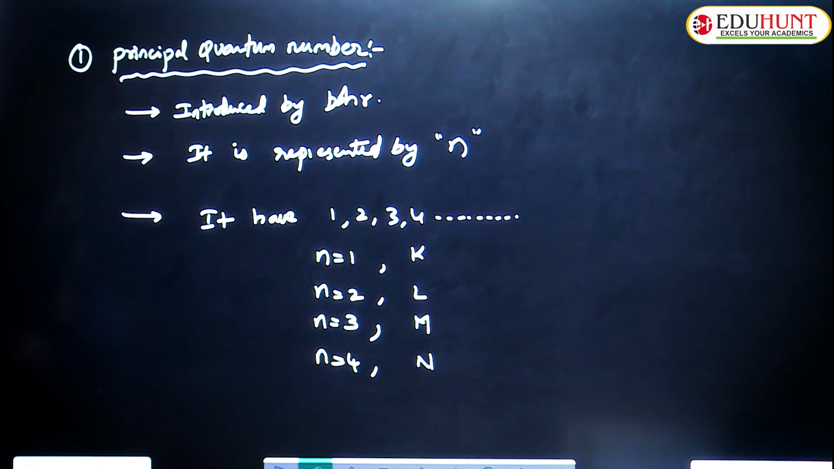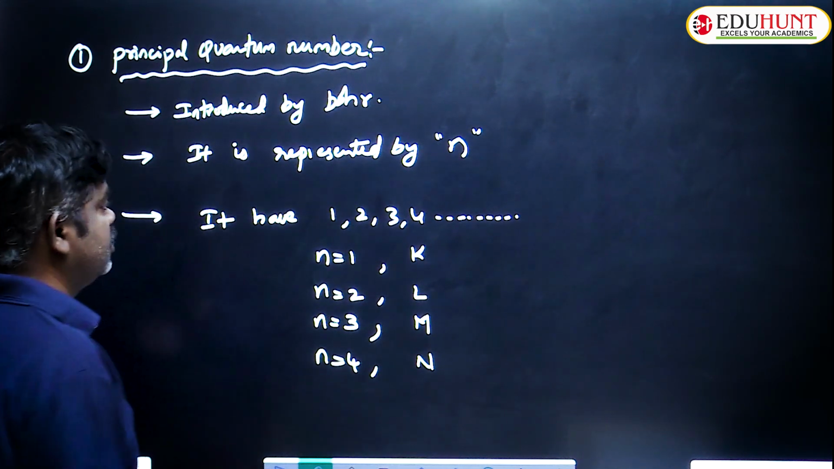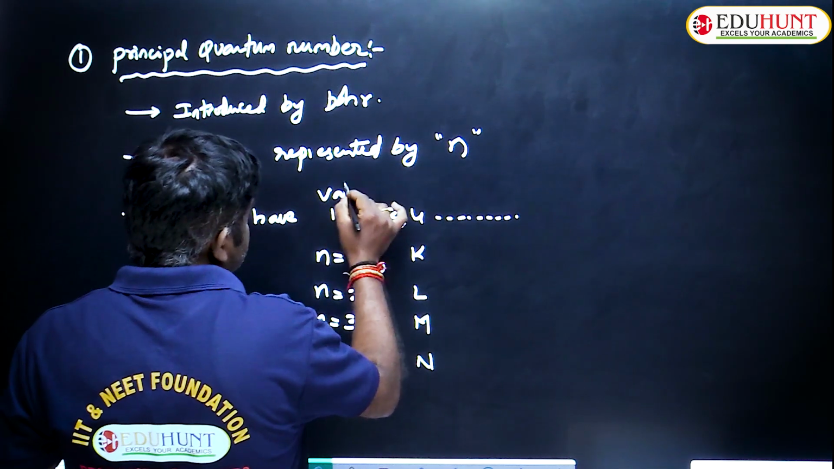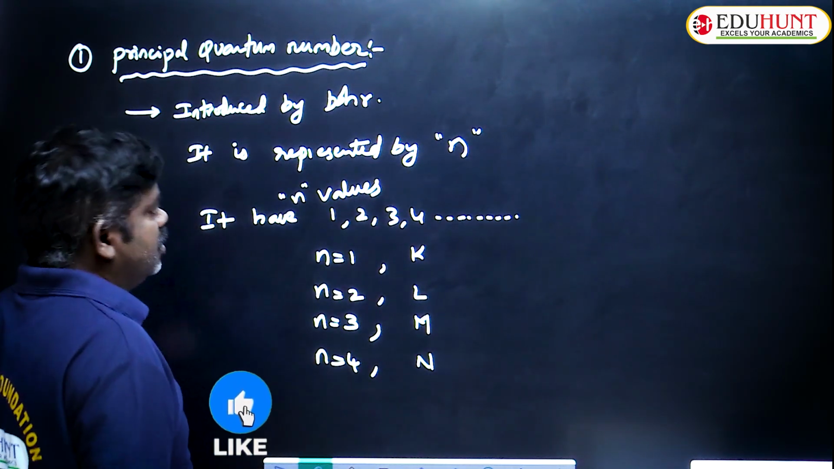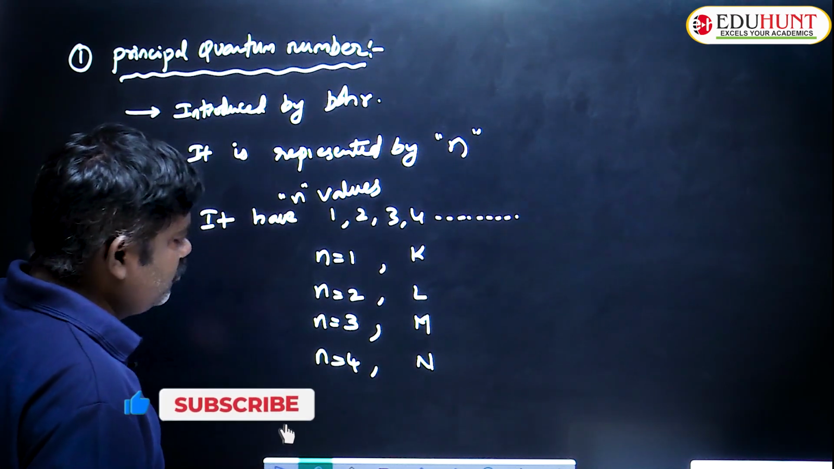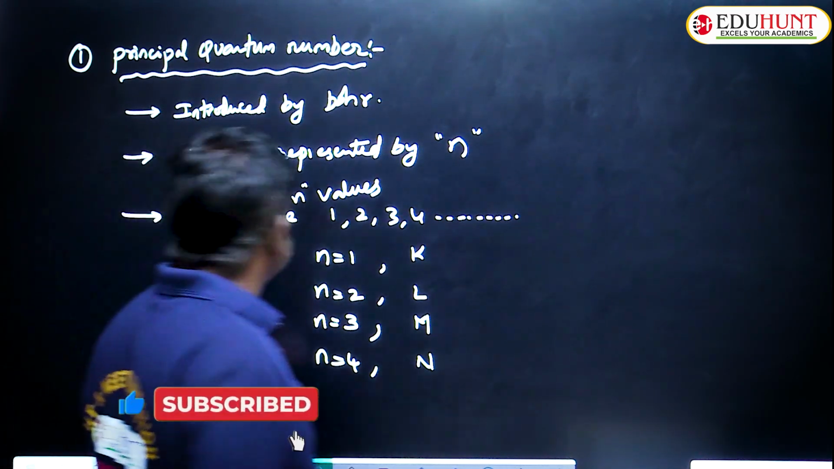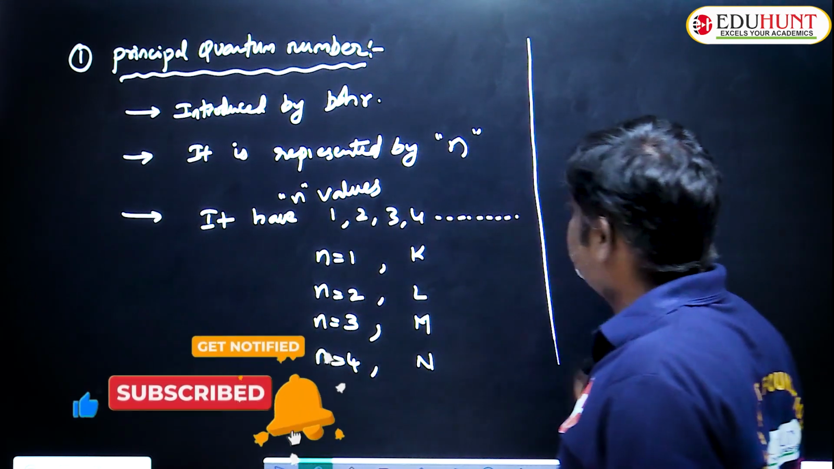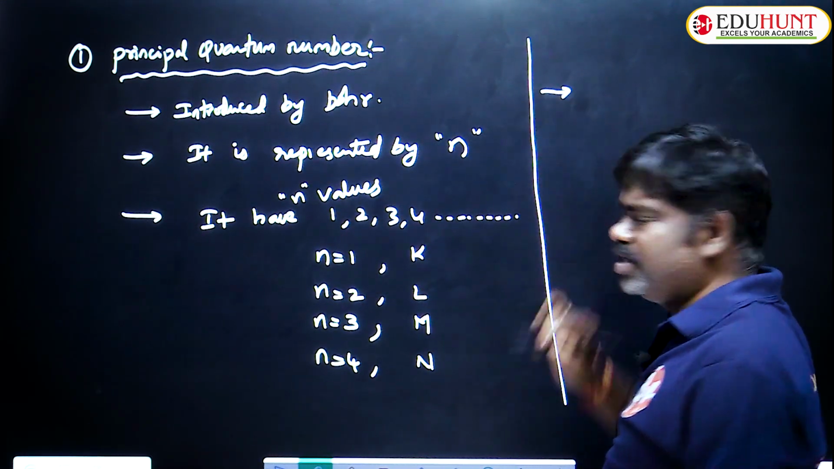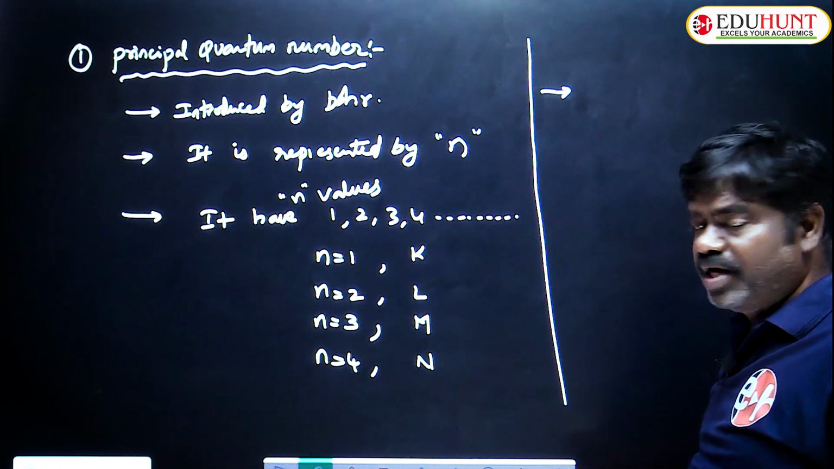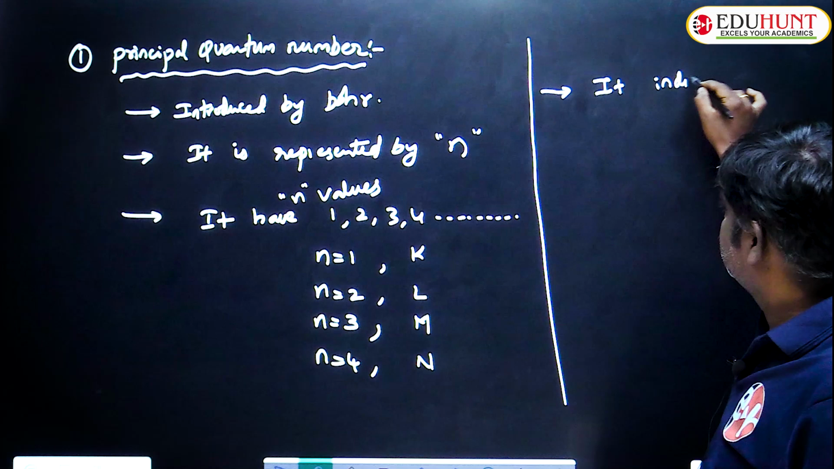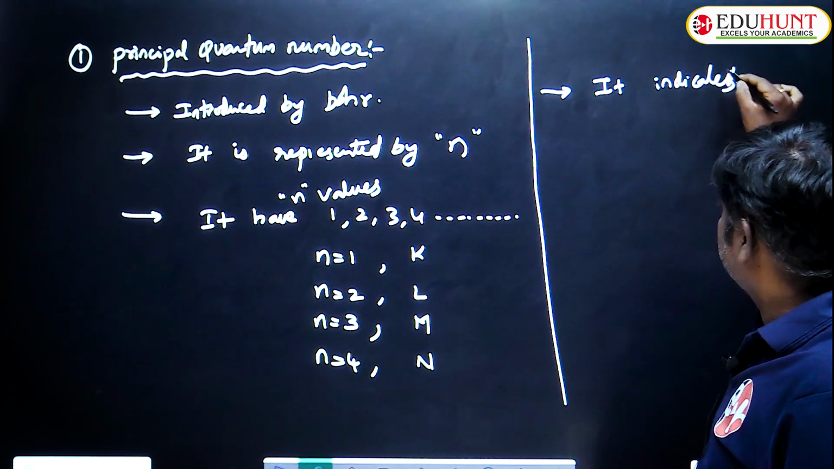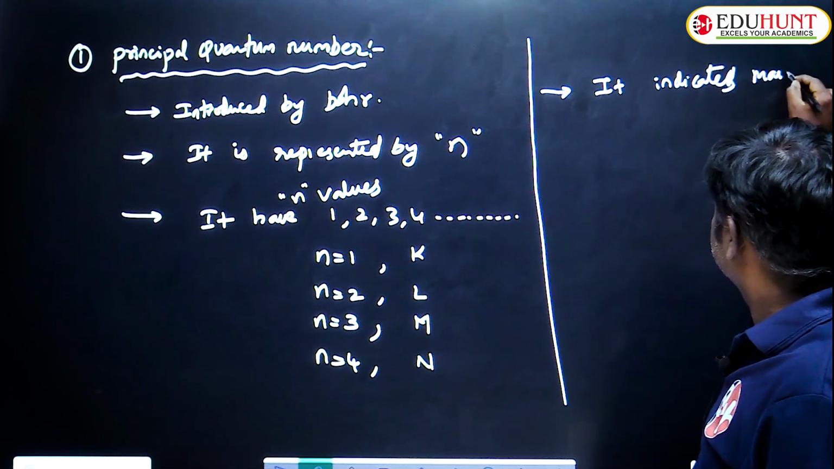The values of the principal quantum number are 1, 2, 3, 4, and so on. These are called n values. And the principal quantum number indicates the main energy levels.